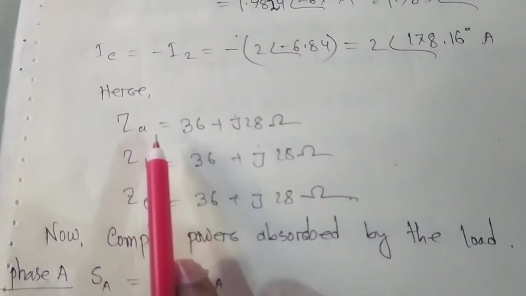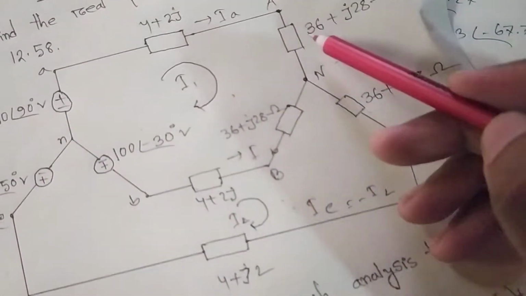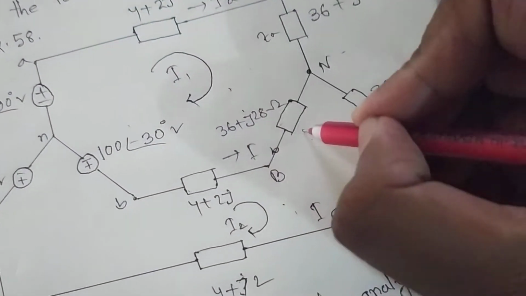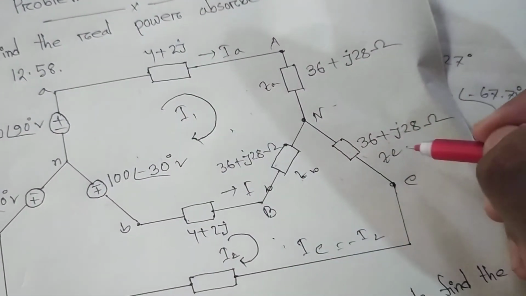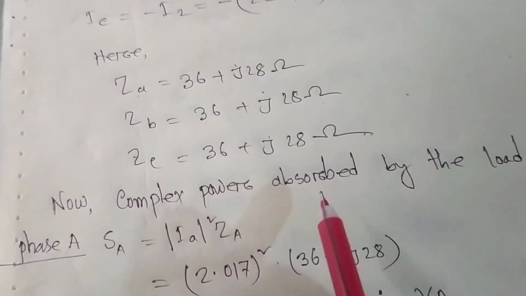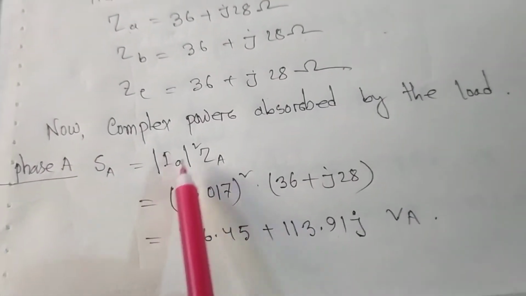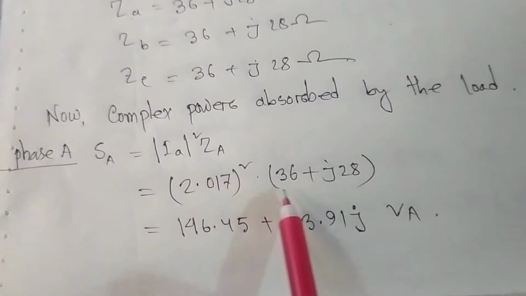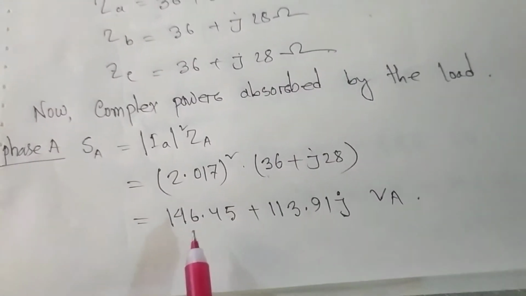Here ZA equal to 36 plus j28 ohm, and ZB and ZC values. Now easily calculate the complex power absorbed by the load. Phase A: SA equal to IA square ZA, IA value 2.017 square and ZA value 36 plus j28. That is calculated easily by using a calculator.